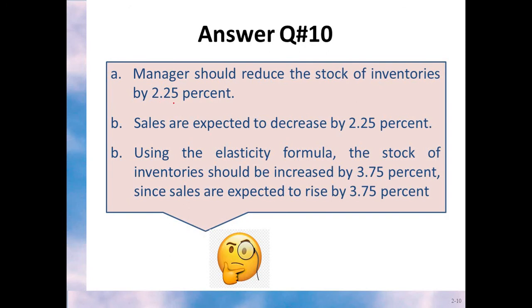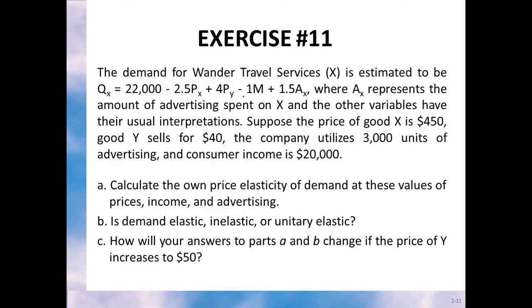The first one, the quantity of the stock should be reduced by 2.25. Sales, of course, are similar to the first one, decreased by 2.25. This one, you have to recalculate because the question changed the percentage change in income to 5%. So this is the answer. I want you to go through and try to answer exercise number 10. The answer is given here.